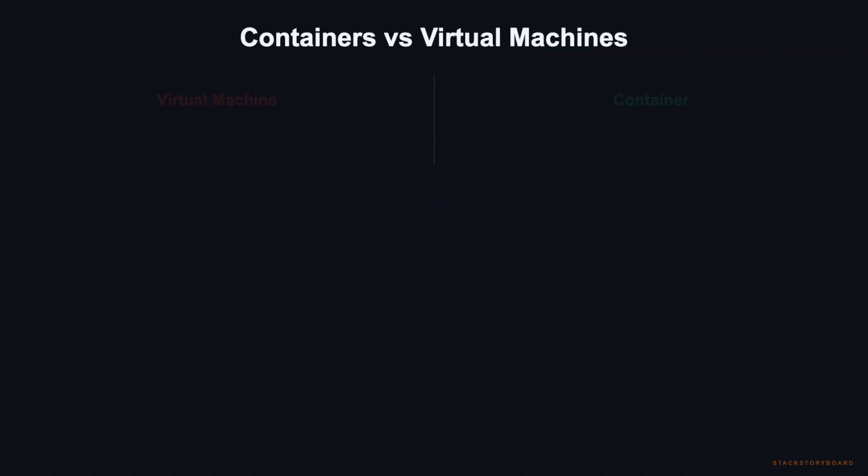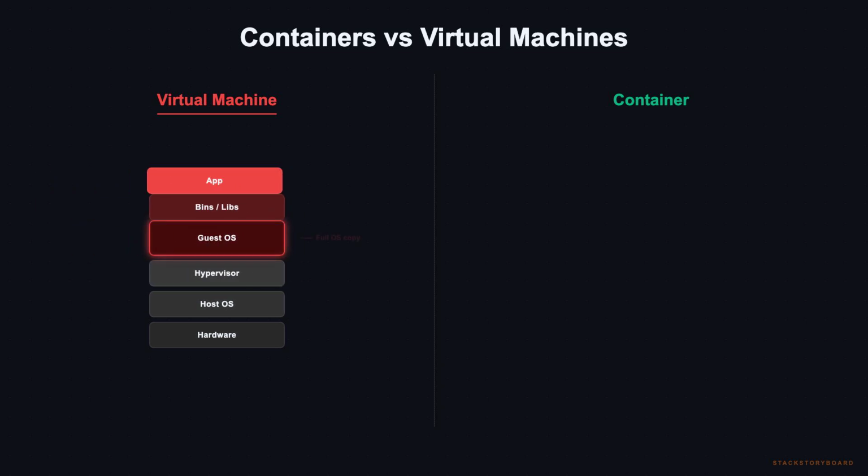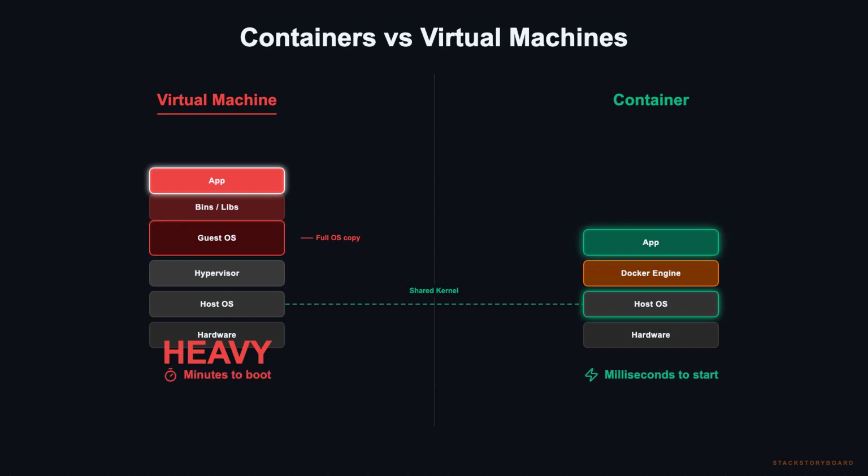But here's where people get confused. A container is not a virtual machine. A VM spins up an entire operating system, its own kernel, its own memory management, its own everything. That's heavy. A container doesn't do that. Instead, it shares the host machine's kernel and just isolates the application layer. Same idea, isolation. But containers are lighter, faster, and start in milliseconds instead of minutes.